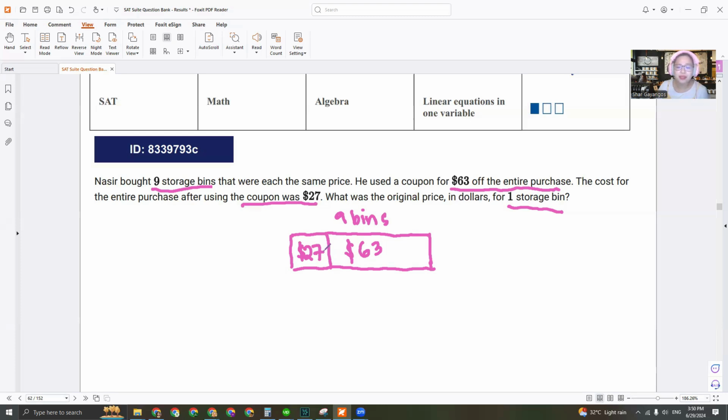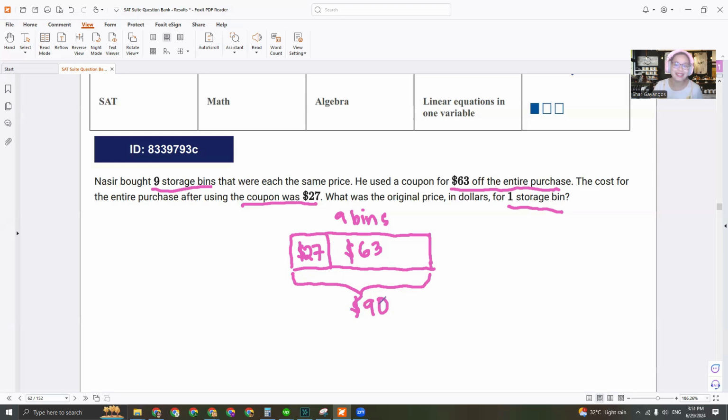Isn't Nasir amazing? Oh my gosh. This is the final amount he paid. Okay, so the total amount it cost for 9 bins would be $90. And this is why sometimes I love explaining with visual examples or with blocks.